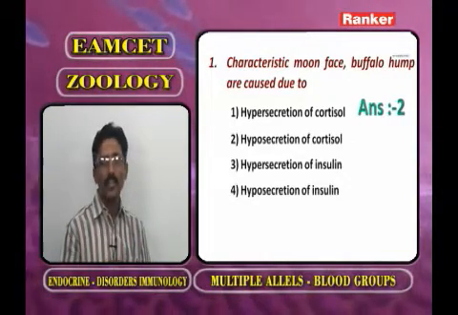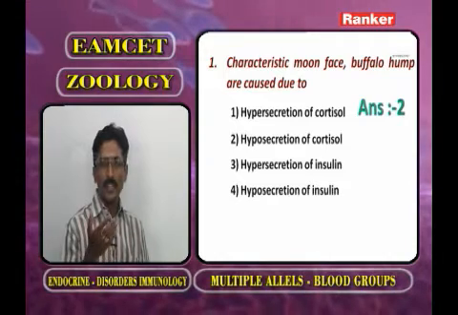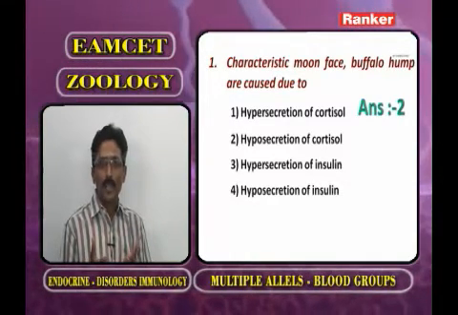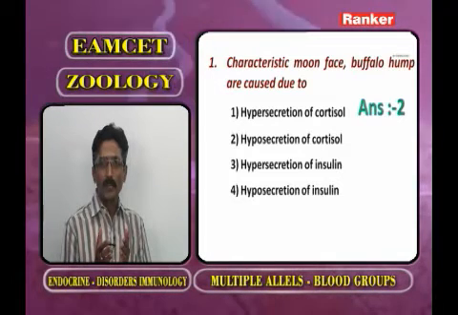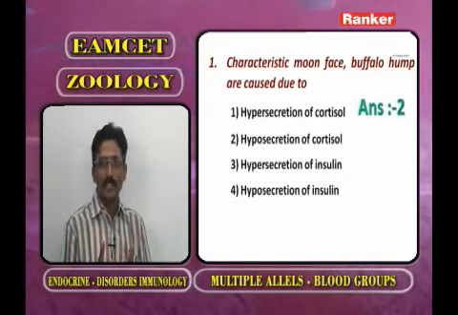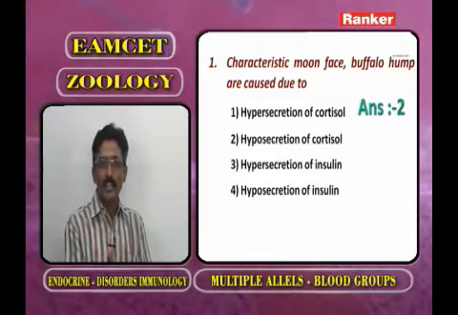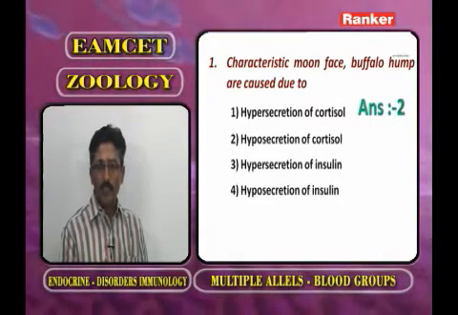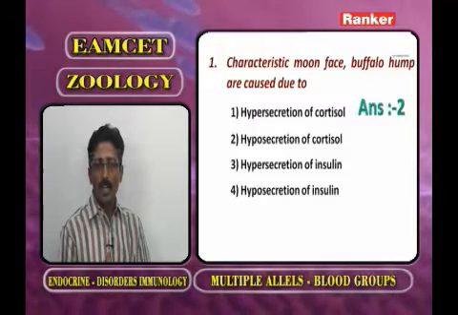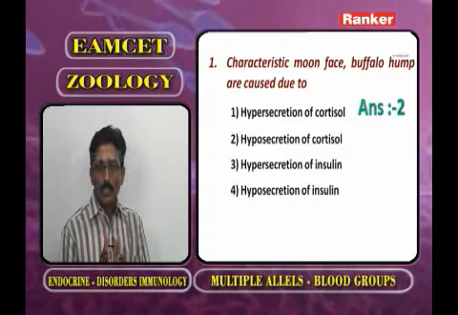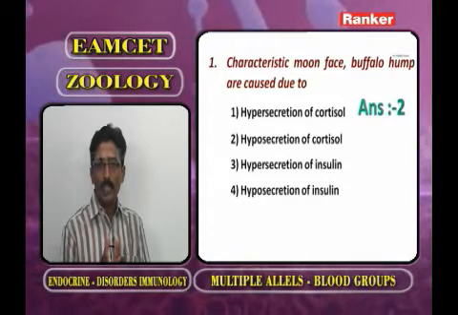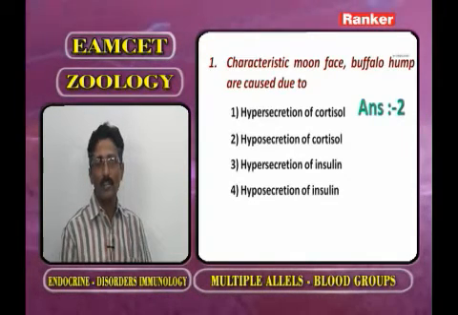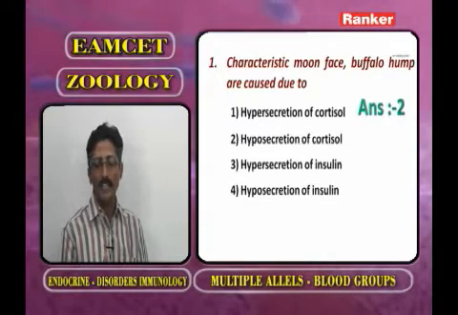These are nothing but steroids. Once we take the steroids, we get euphoria. What is meant by euphoria? That means we get relief from the skin allergies. Now observe: the characteristic moon phase and buffalo hump are caused due to the lesser secretion of what type of steroid? Cortisol. Hyposecretion of cortisol. So the answer is the second one.